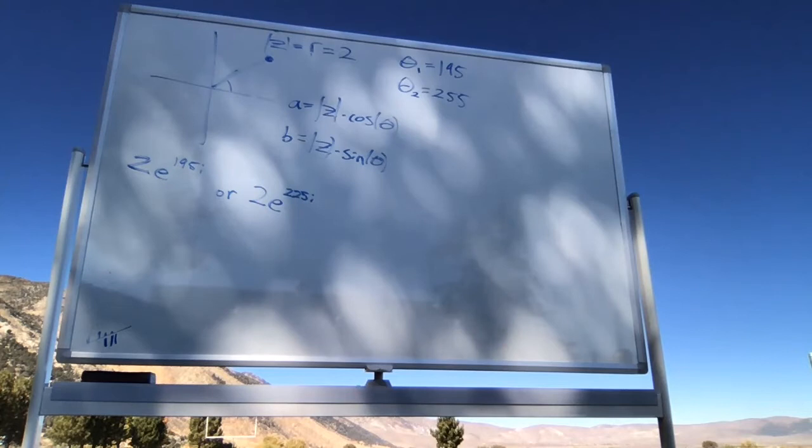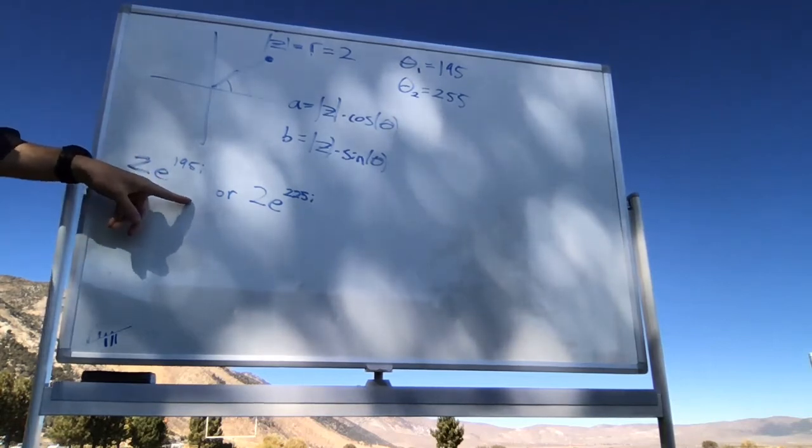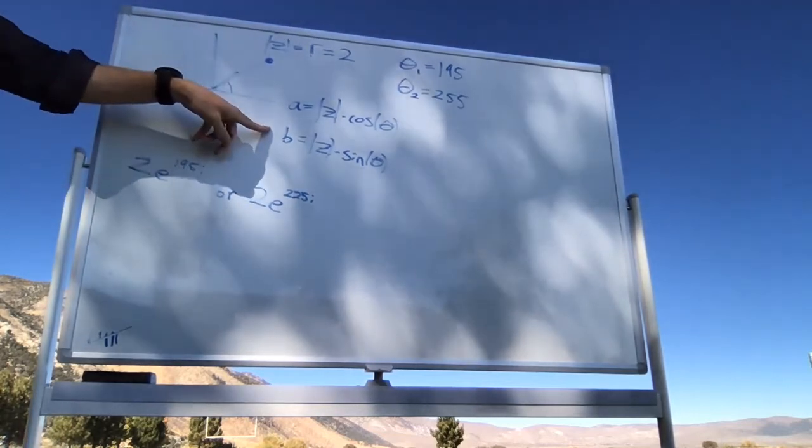And maybe you're smart, you'll be like, oh, 195, that's in quadrant 3. I want to show you guys, using rectangular form instead of this Euler's polar form, how to visualize these numbers. And it's using these formulas.